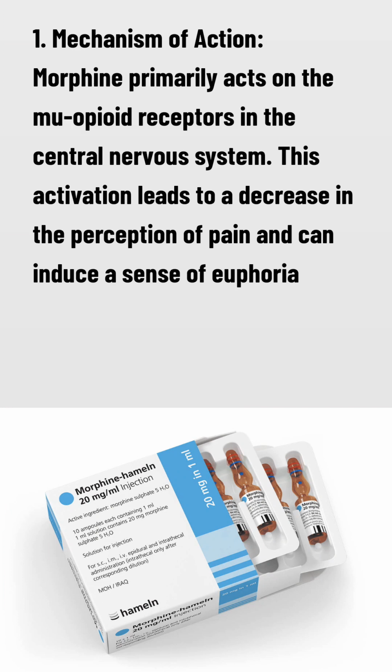1. Mechanism of action. Morphine primarily acts on the mu-opioid receptors in the central nervous system. This activation leads to a decrease in the perception of pain and can induce a sense of euphoria.